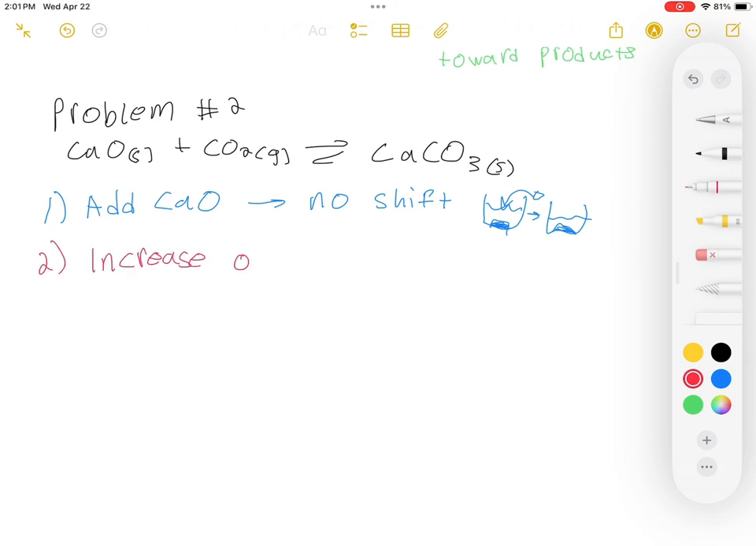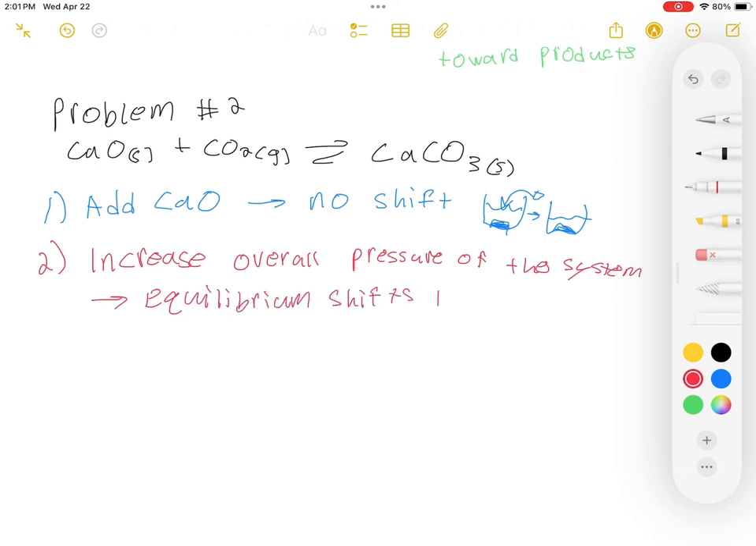The next stressor, we're going to increase the overall pressure of the system. If you'd like to try this on your own, you can pause and unpause when you're ready. So this is going to have the equilibrium shift towards the side with less moles of gas.